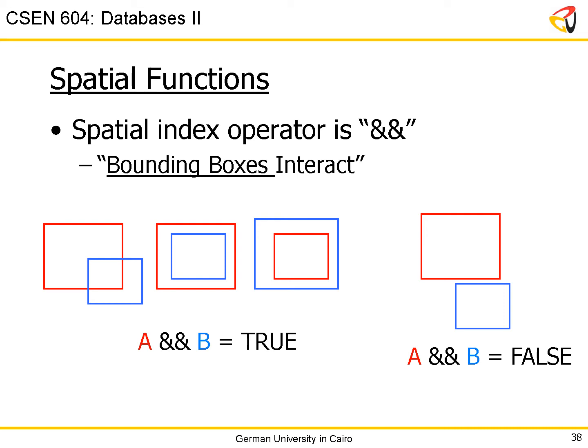So basically think of this as a box. You're testing whether the boxes are interacting or not. Well, as you see on the left, you have 3 types of interaction, one of them within the other, or there is an overlap. On the right, you see that the bounding boxes are not overlapping and they're not within each other, so the bounding box operator, the 2 ampersands, would return false.